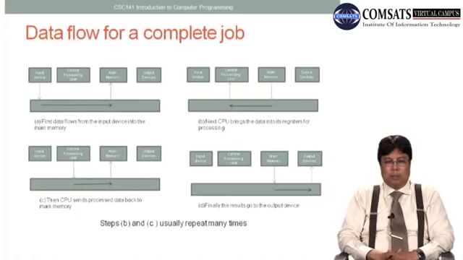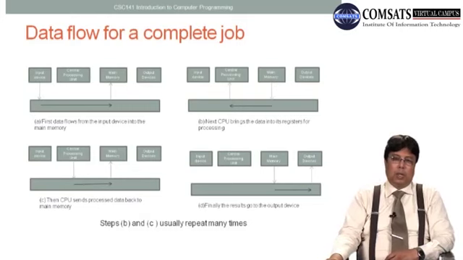Steps B and C are usually repeated many times. That is, the CPU brings the data into the register for processing, and then the CPU sends the processed data back into the memory. Why do we require it many times? It depends upon the data, it depends upon the instruction cycle, it depends upon the instruction, how many machine cycles an instruction takes, and how much data you are required to put in or take out from the CPU. And again, these concepts you will learn in some advanced course.